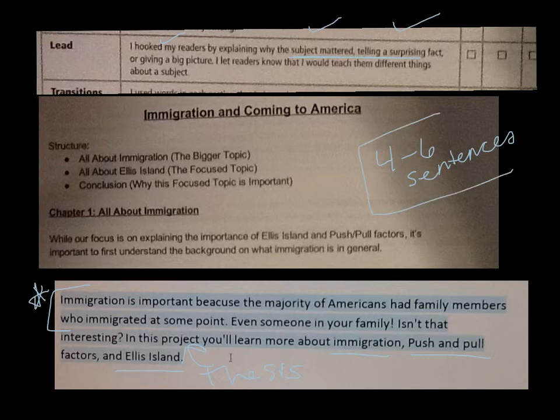I have 4 to 6 sentences. I told an interesting fact, and what I did is I kind of stretched that interesting fact out. I said what immigration is, or why it's important. I said even someone in your family, and I asked a question, isn't that interesting? Then I stated my thesis.